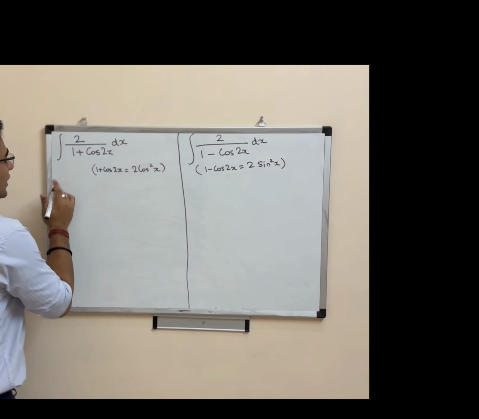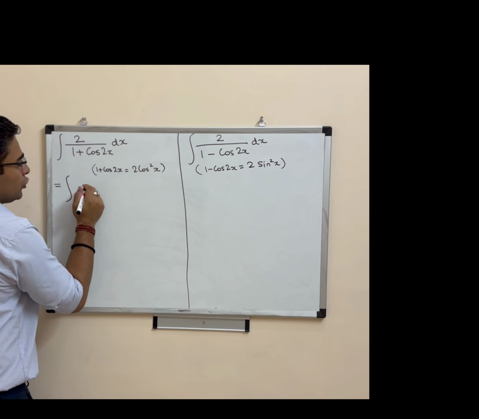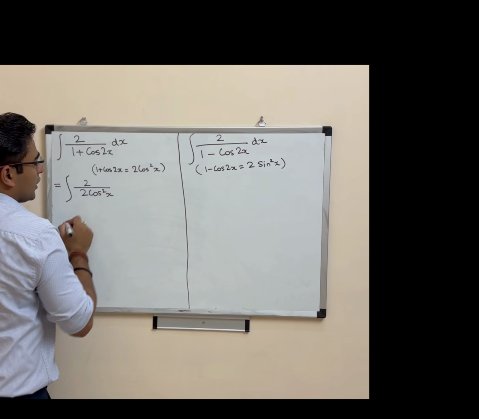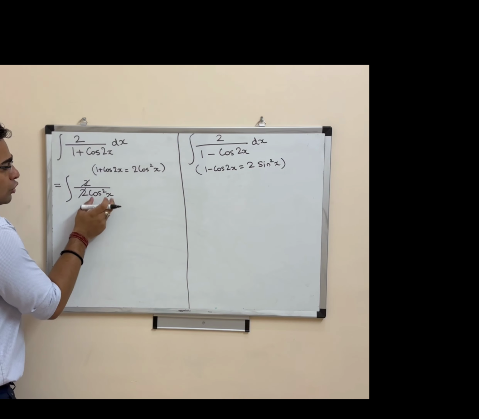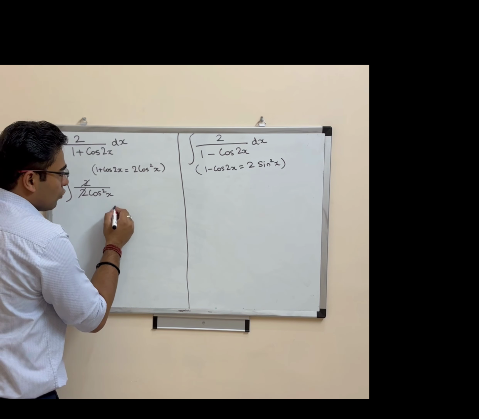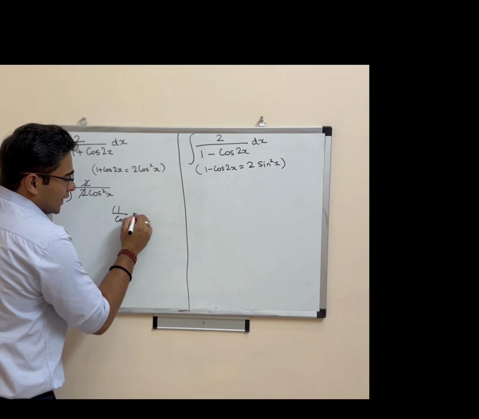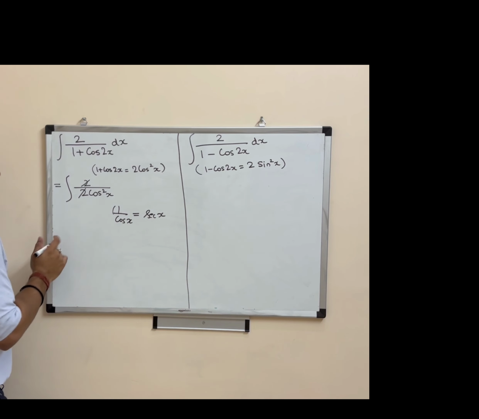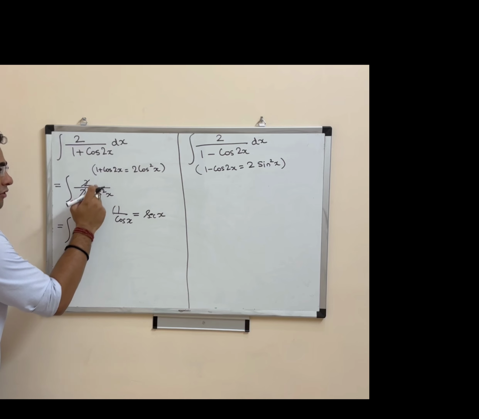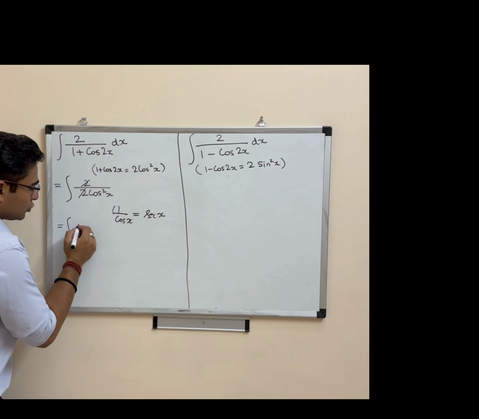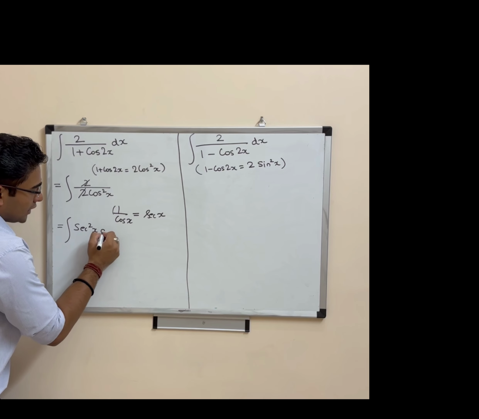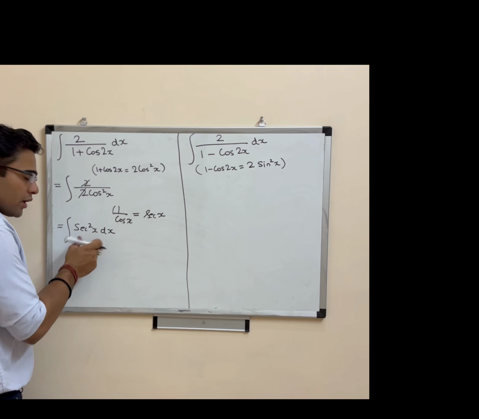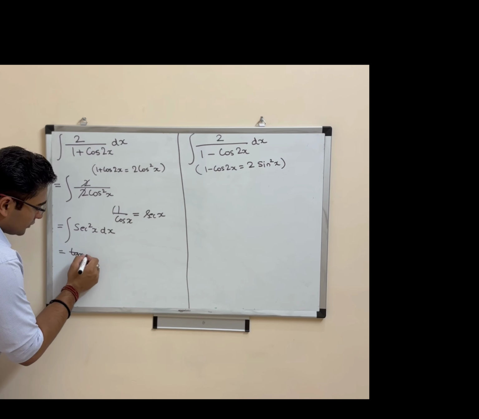Now we come up here. You will get the integral of 2 upon 1 plus cos 2x, which is 2 upon 2 cos square x. So here you will cancel the 2s out. What is 1 upon cos x? It is nothing but sec x. So 1 upon cos square x will be sec square x, and this turns out to be the integral of sec square x dx. As we already know, the integral of sec square x is tan x plus c.